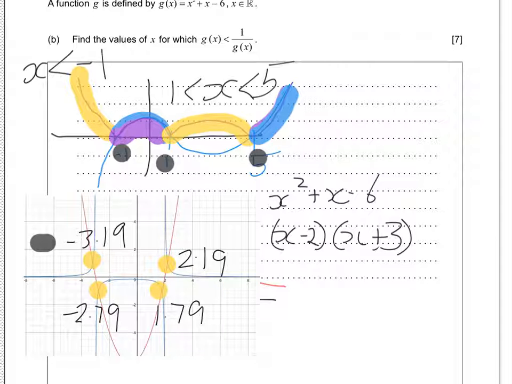So we need to find the section where 1 over g of x, which is in blue, is bigger than the red. Well, the blue is bigger than the red after -3.19, up to the asymptote, so that section there. So where x is between -3.19 and -3.